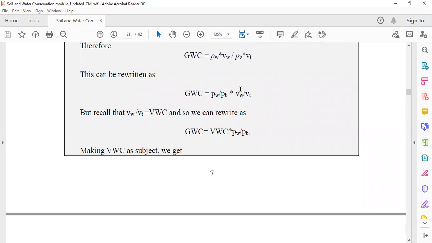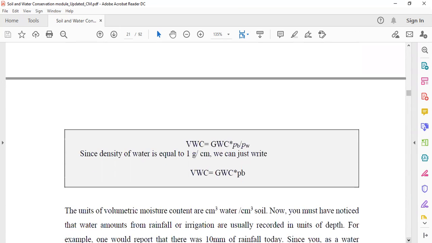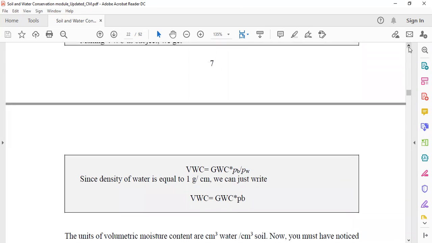Remember we said the volumetric moisture content is the volume of water over the volume total. So we can simply write this as the volumetric moisture content, as it is in this equation. But of course, we know that the density of water is 1, so if you want, we can do away with it.